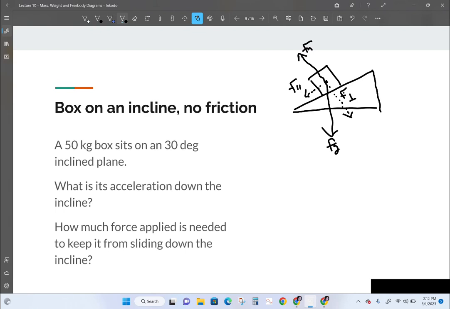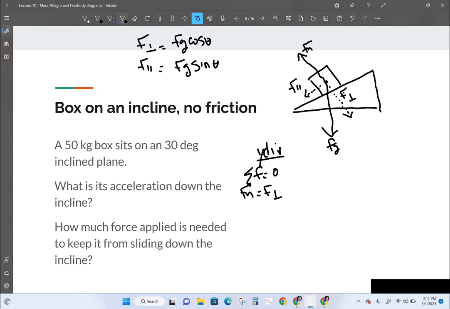So in the y direction, all of the forces are going to add up to 0. The only ones that are in the y direction are Fn and F perpendicular. F perpendicular is the weight times cosine of the angle of the incline. F parallel is the weight times the sine of the incline. F G is mg. These are the three equations that we have.